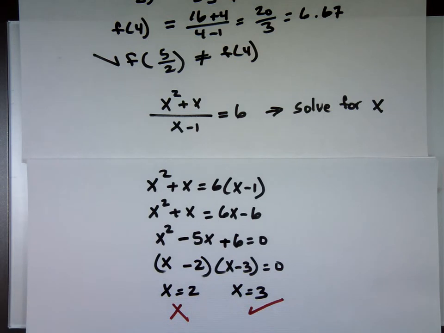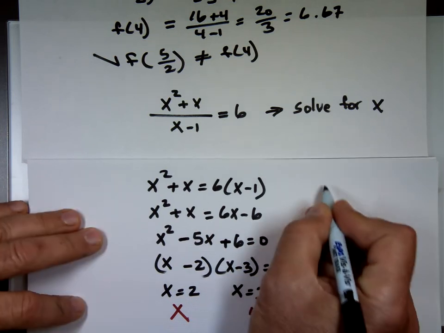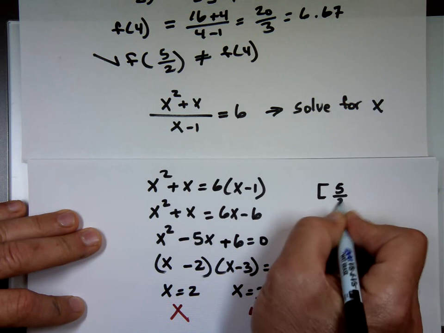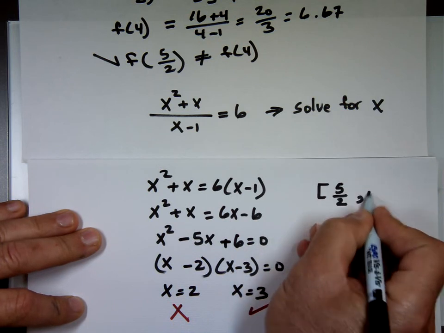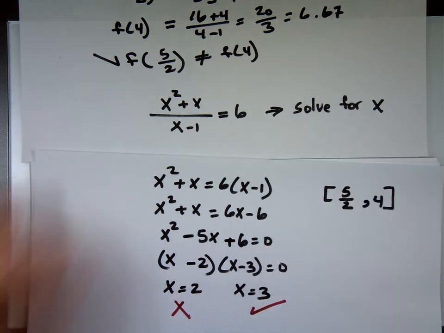Is it good with that one? Good. Makes sense? Why doesn't 2 work? Because it's not between the limits. It's between 5 over 2, which is 2.5, and 4. So it has to be between these two numbers. And the 2 is outside that range.